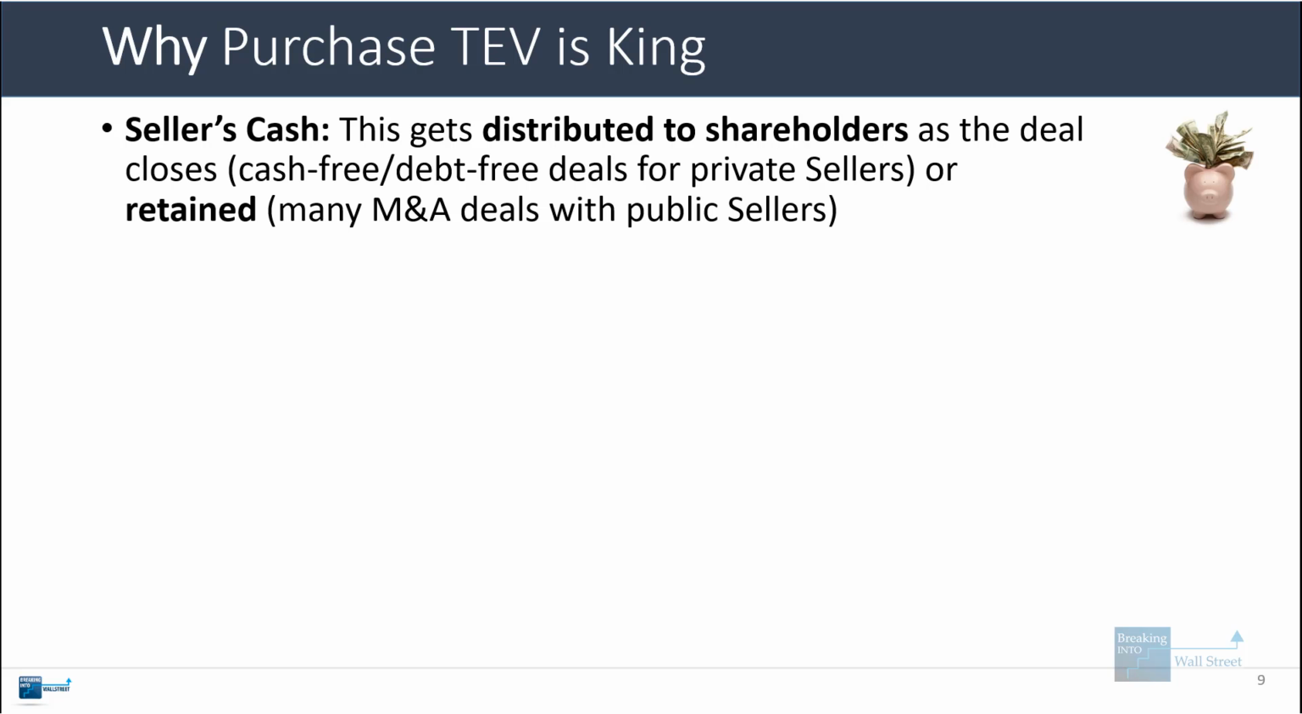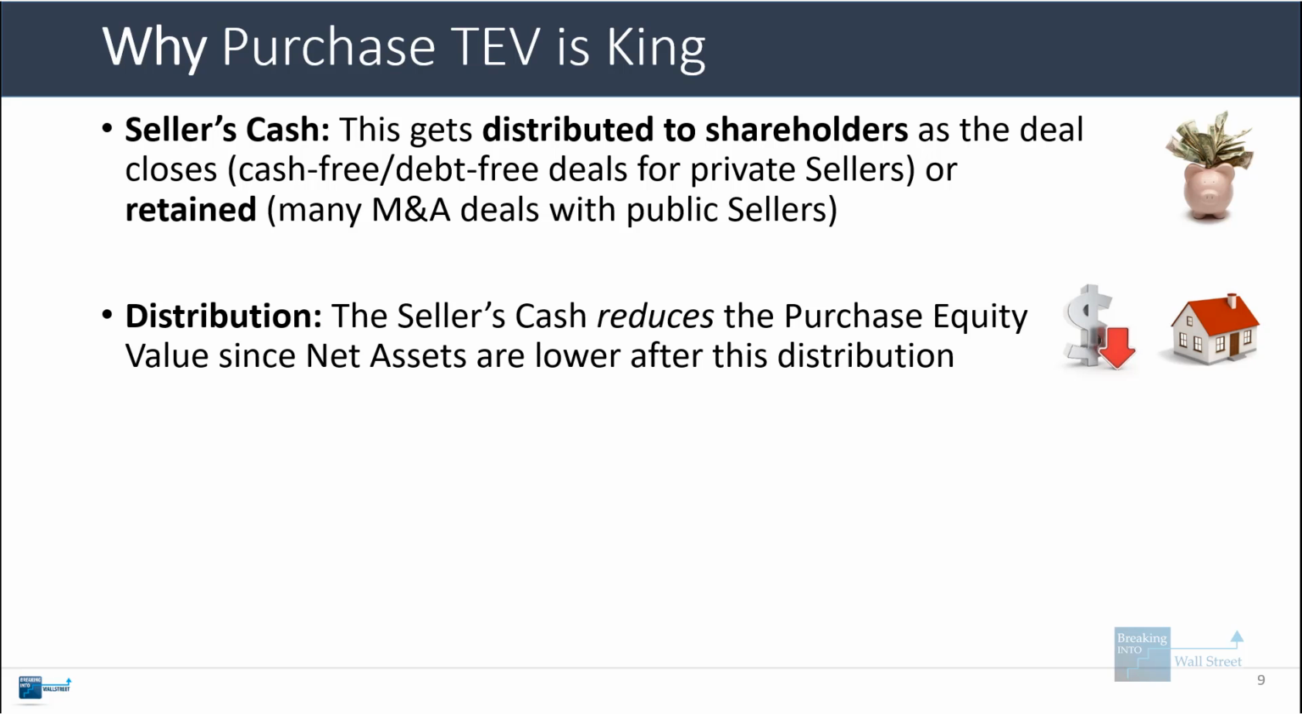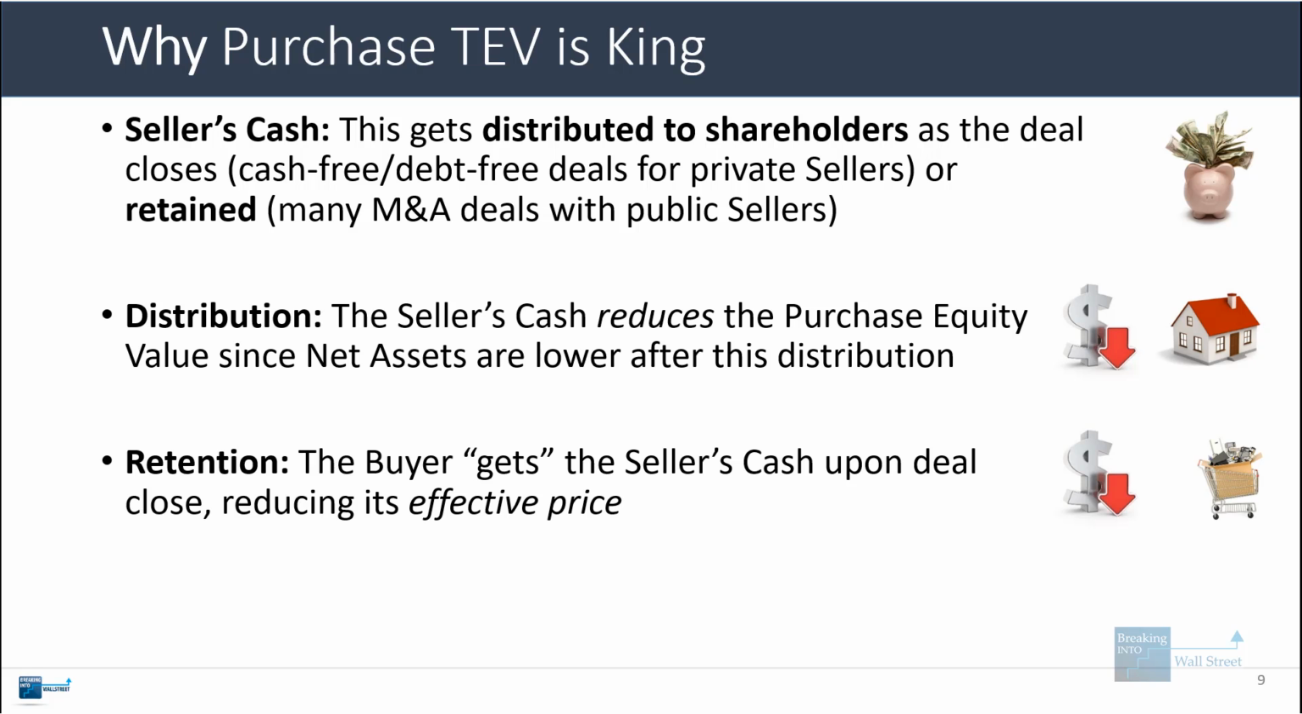With the cash, there are really two options here. The seller's cash can either get distributed to shareholders as the deal closes. This is what happens in cash-free, debt-free deals for private sellers. Or the buyer could simply retain the seller's cash post-deal close, and the combined cash balance will be equal to the buyer and seller's cash with some adjustments. In the case of a distribution, the seller's cash reduces the purchase equity value because the net assets are lower after this distribution. And in the case of retention, the buyer gets the seller's cash when the deal closes, so that reduces its effective price.